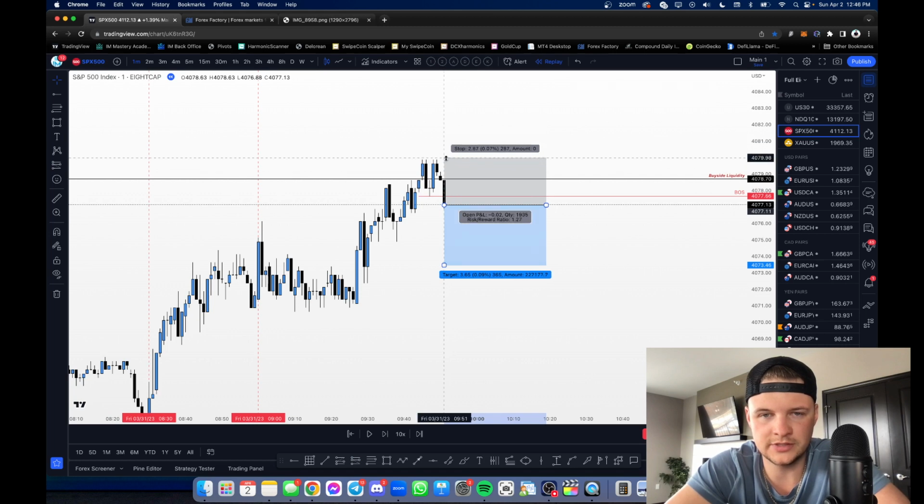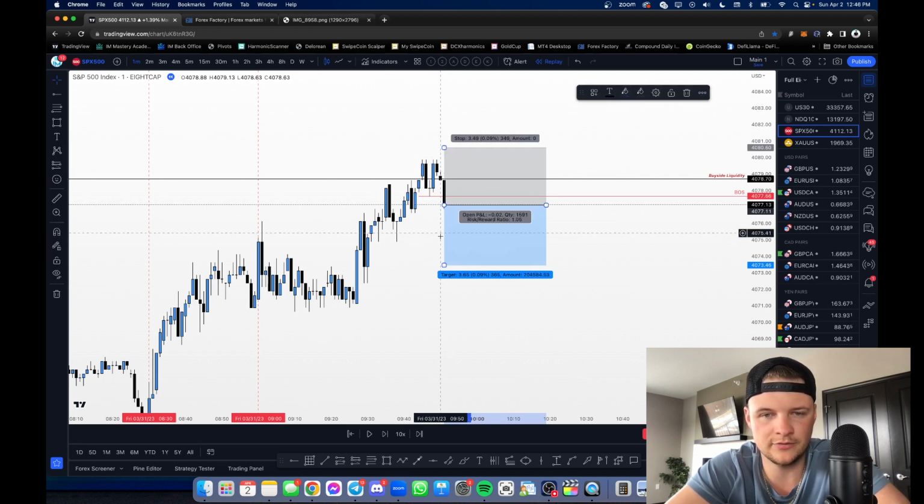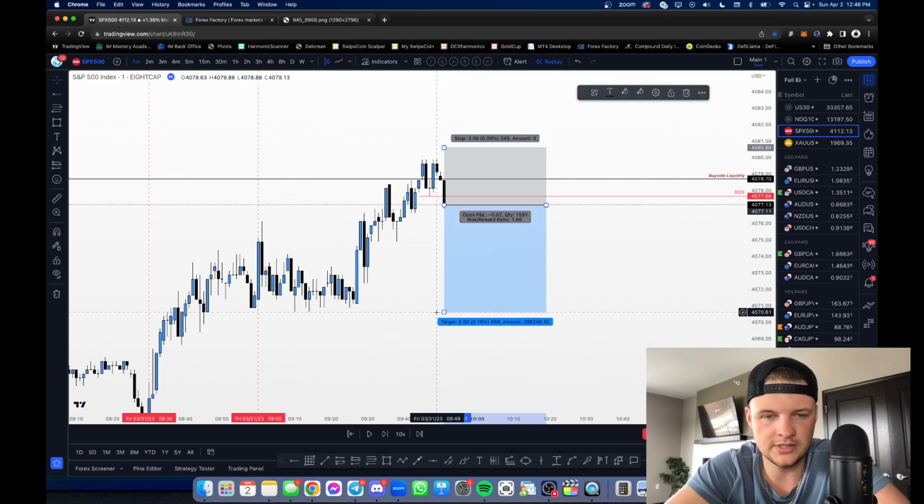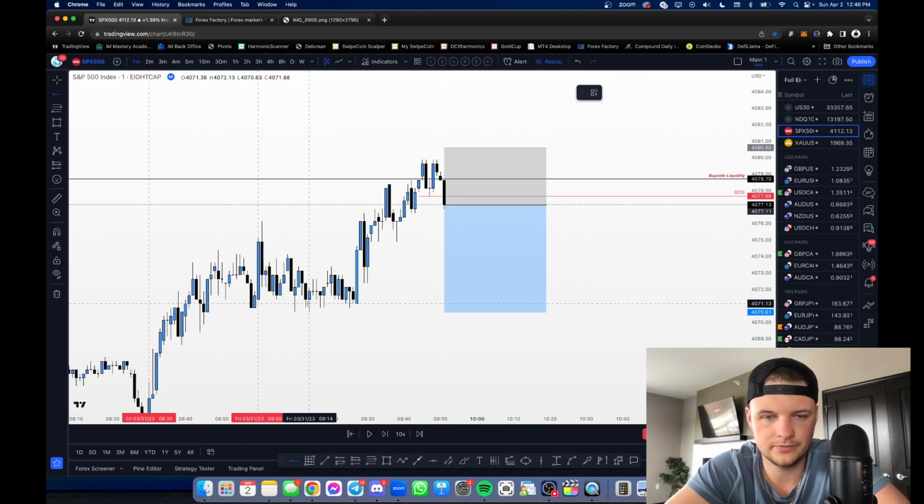And then super tight stop. Look at this, guys. Literally less than 3 points. And you always want to account for spread. I'm usually adding about a point or just under a point to that trade to account for spread. Take profit one, these lows.